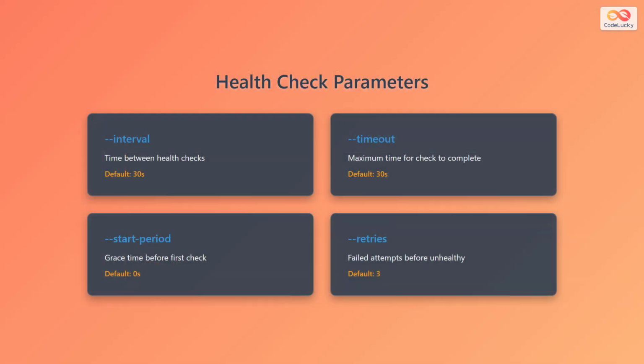Docker health checks come with several parameters to fine-tune their behavior. The interval parameter specifies the time between health checks, with a default of 30 seconds. The timeout parameter sets the maximum time a health check can take to complete, also defaulting to 30 seconds. The start period parameter provides a grace period before the first health check, defaulting to 0 seconds, allowing the application time to initialize. The retries parameter determines how many failed attempts are needed before a container is considered unhealthy, defaulting to 3 retries.